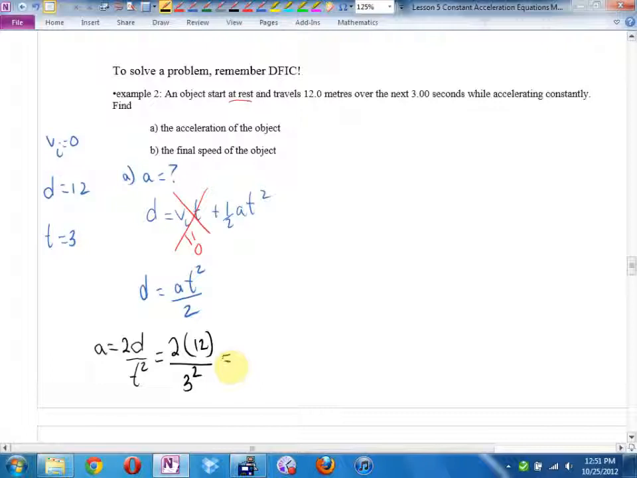Look at my data. How many sig figs are showing up in my data? Look at my original data that they gave me in the question. How many sig figs did they give me in every single bit of data in the question? 3. Yes? 12.0. 1, 2, 0. 3. 3.00. 1, 2, 3. So how many sig figs am I answering? Let's go to 3. 2.67 units. Meters per second squared.